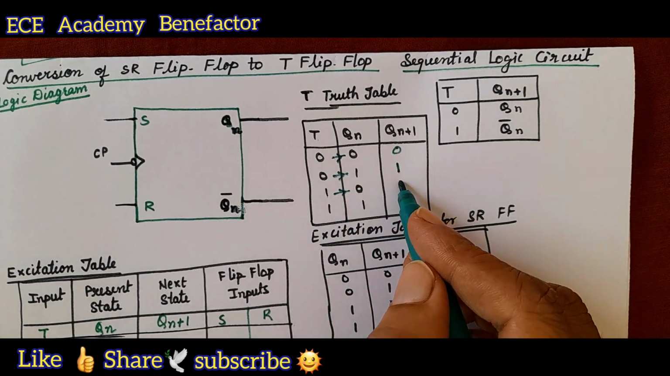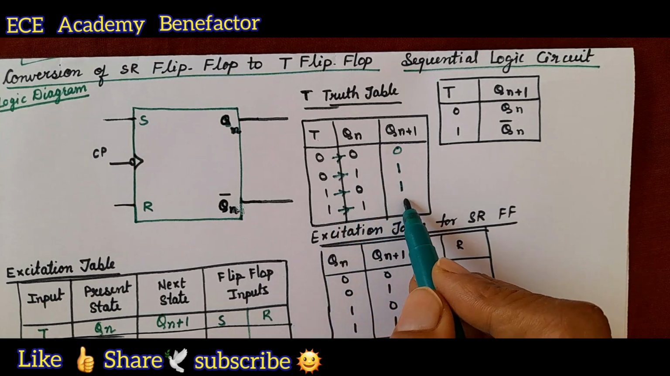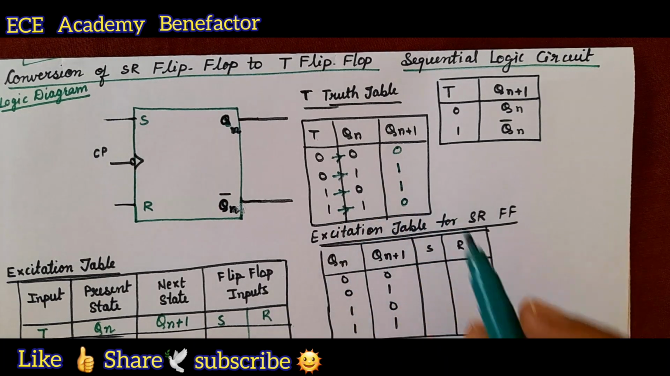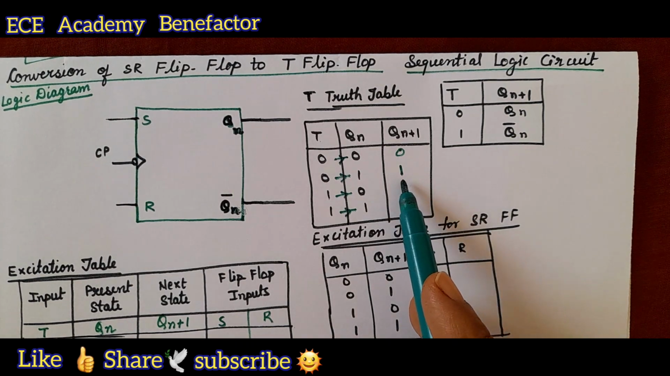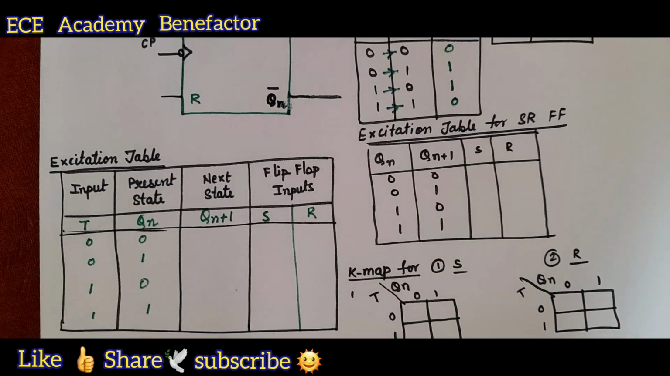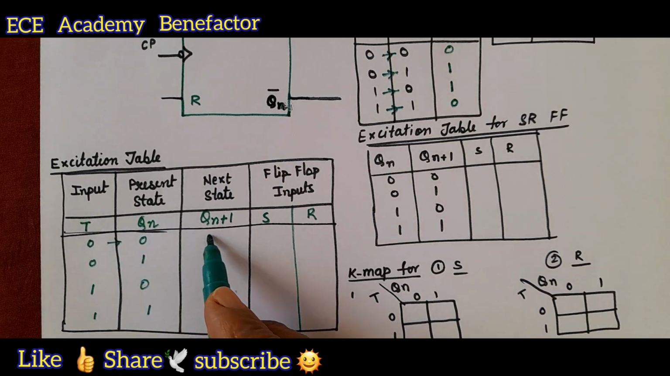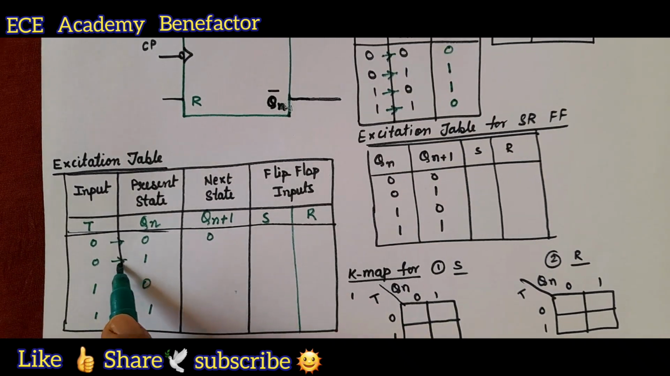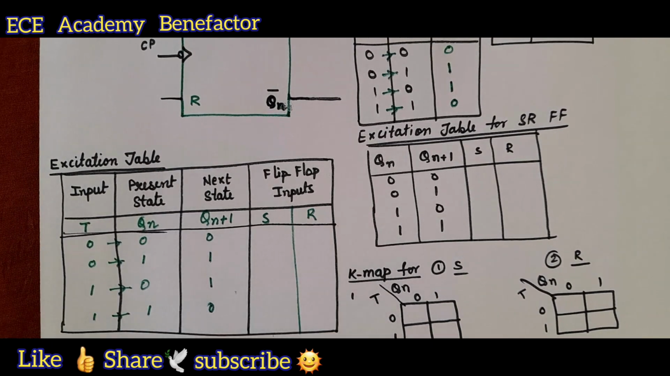So Qn plus 1 will be 1. For 1 1, there is no change, so Qn plus 1 will be 0. The T flip-flop truth table is very easy to remember, because whenever there is a change, the output goes to 1. So let us fill this next state with the truth table of T flip-flop. So 0 0, no change, so 0. Then 1, 1, 0 for the next two, and for 1 1, no change, so it will be 0.